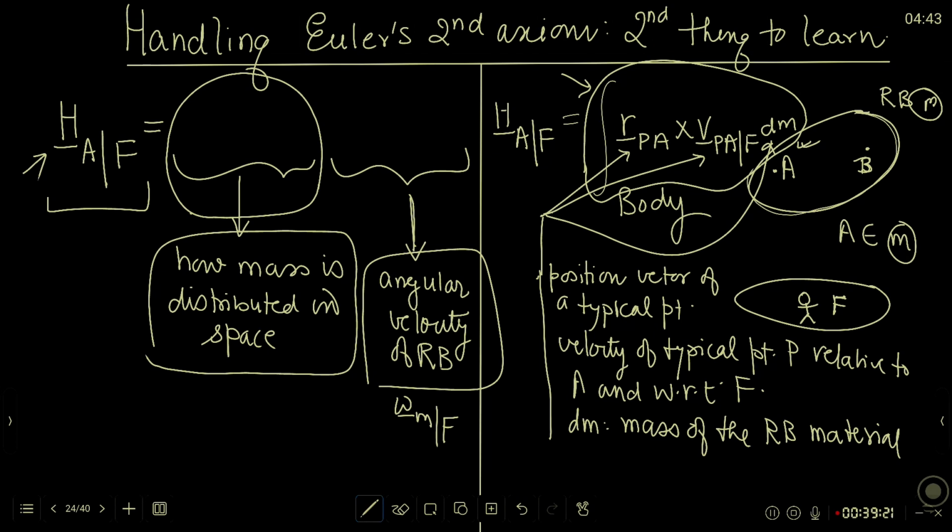Okay, thus we want to set it like this. Now keep in mind that this kind of splitting is possible only when the body is rigid, which in our course is true always, and A is part of the body also.